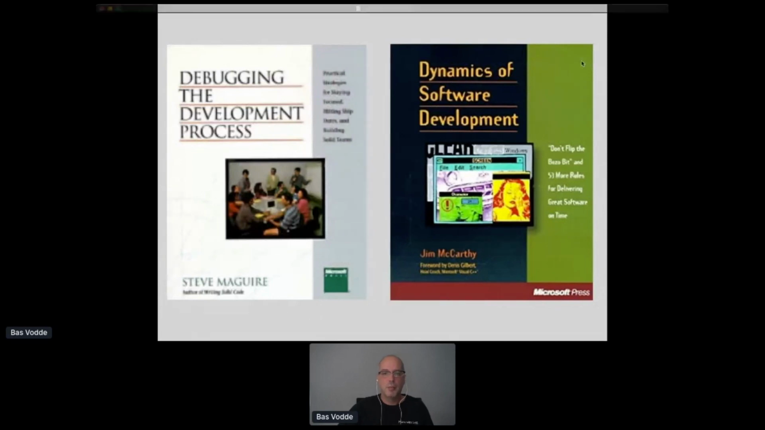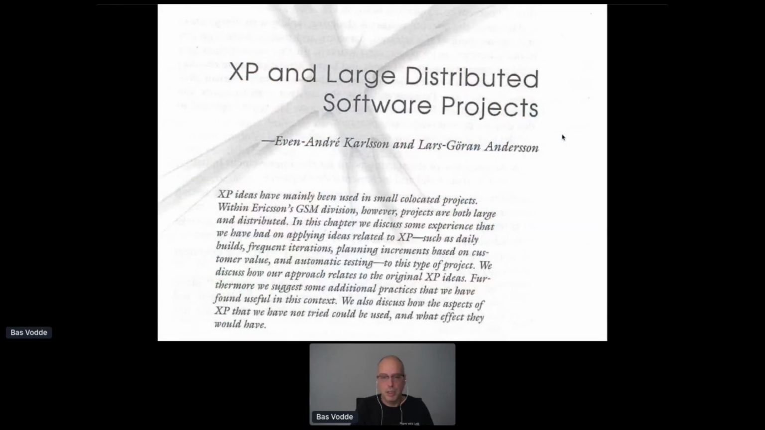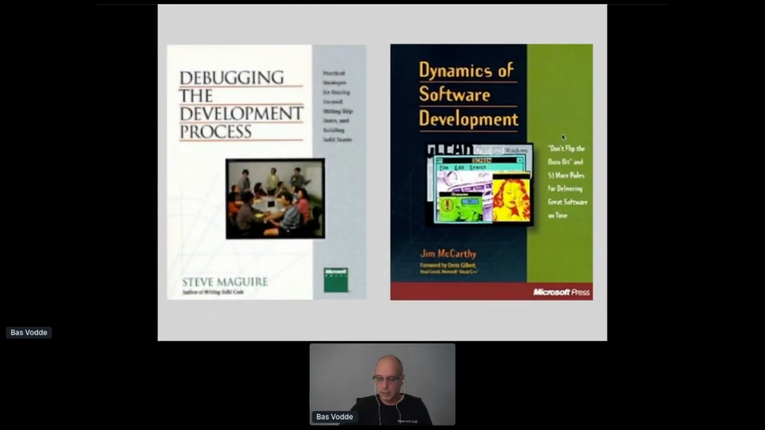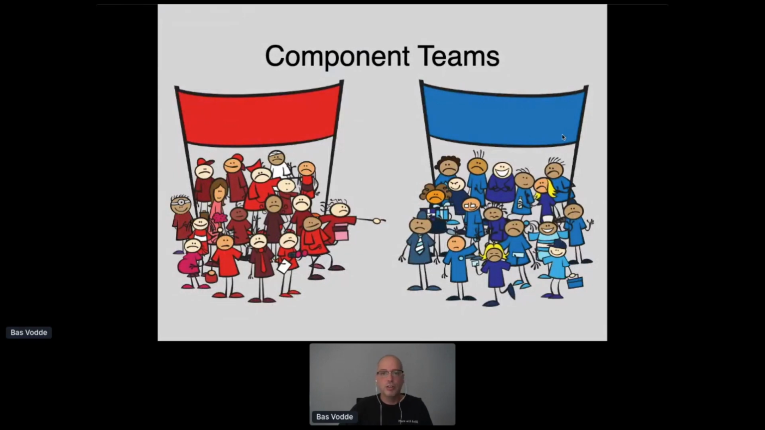And especially for now, I'll focus on Dynamics of Software Development, because in that we started finding, actually, let me take a step back. One of the other influences was this article, unfortunately, a very unknown article written by Even Andre Carlson and Lars-Göran Andersen, who worked in Ericsson. And Ericsson was basically the main competitor of Nokia, and therefore them adopting extreme programming was of interest to this. Now, this article and Dynamics of Software Development together, both of these introduced this idea of feature teams, which is an essential part of LeSS nowadays.